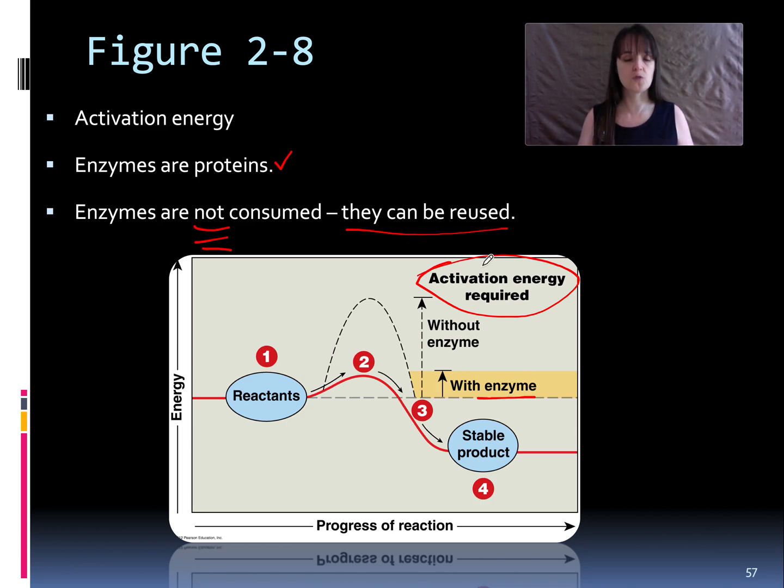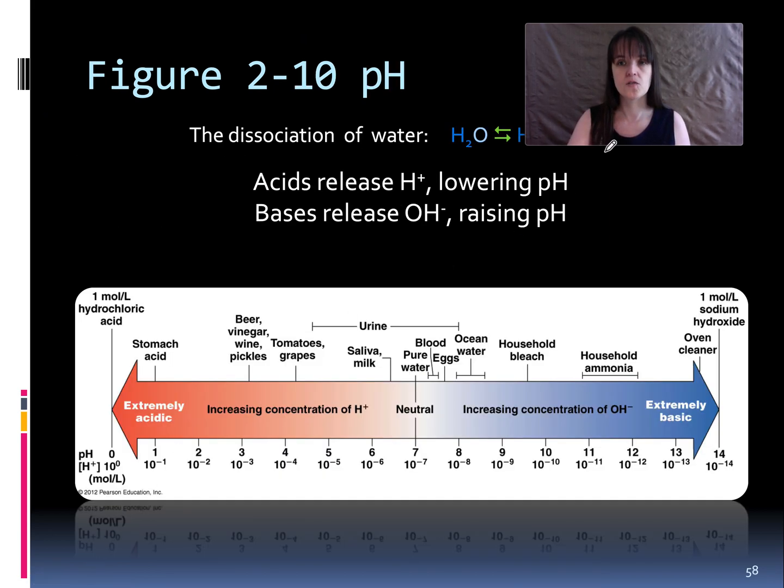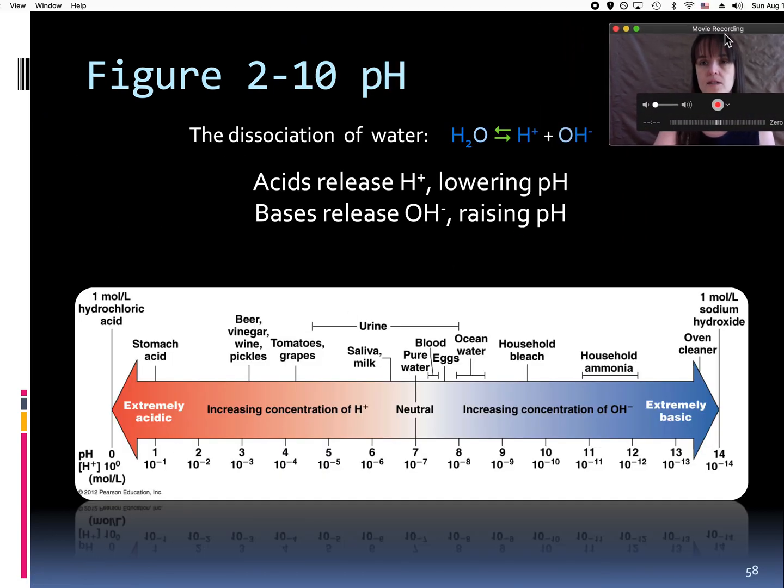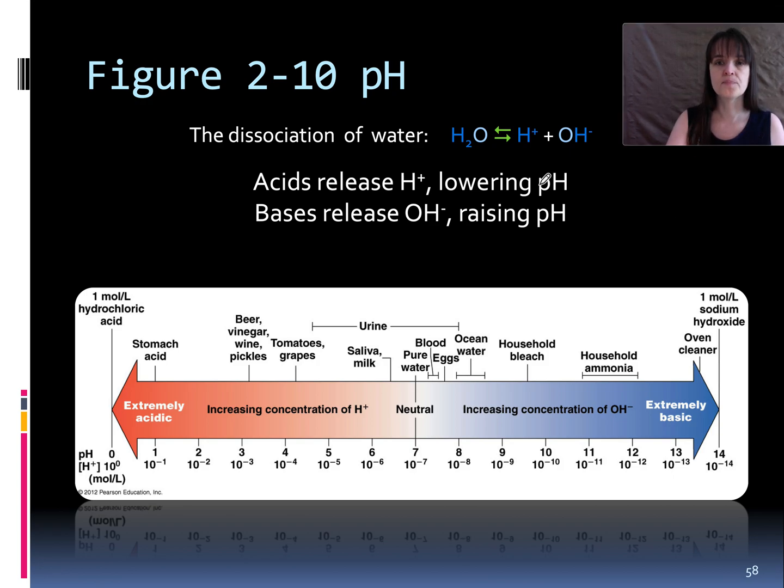Okay, page 14, and I forgot the timer again, didn't I? Okay. Diagram the dissociation of water. My head is in the way. Okay, and again, the arrows go like this. Okay, sort of like that. The dissociation of water: H plus, OH minus. Acids release H plus, which lowers the pH. Bases release the OH minus, which raises pH.